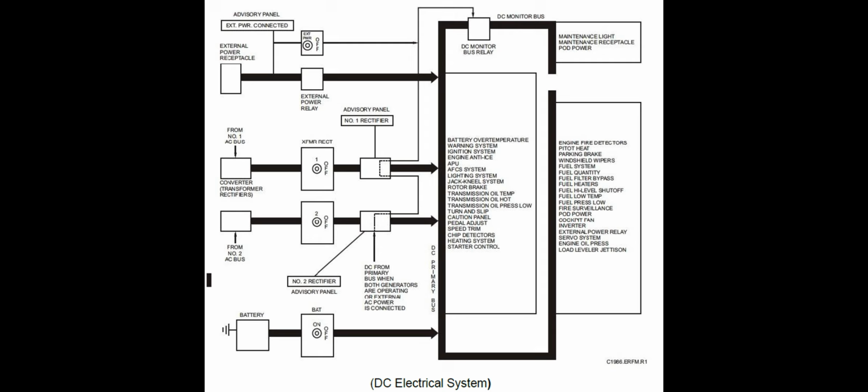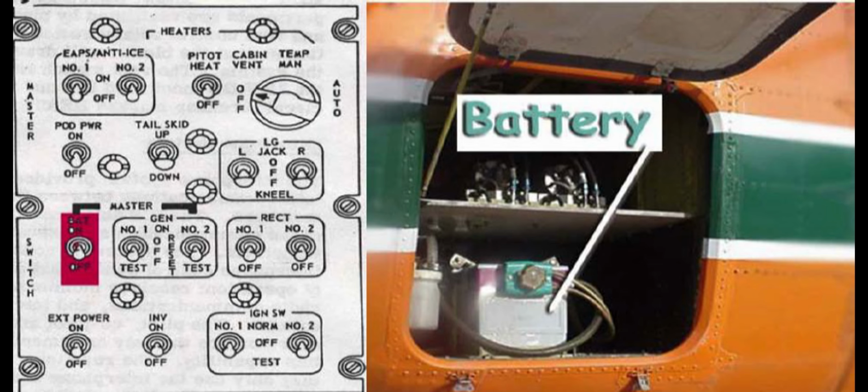Should a converter fail, open, or become shorted, the associated reverse current cutout relay removes the converter output from the DC primary bus. Battery. The 24 volt, 22 ampere hour lead acid battery is located in the left side of the electronic compartment below the cockpit and is accessible from the outside for maintenance.